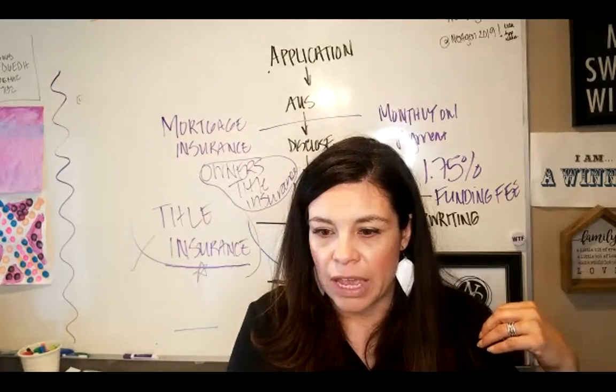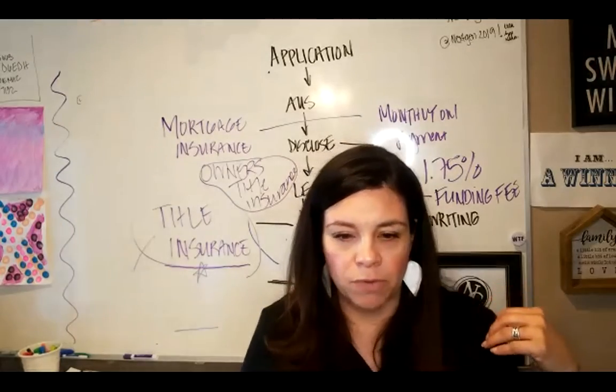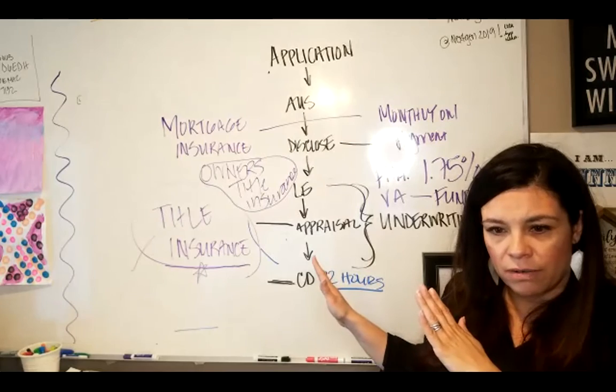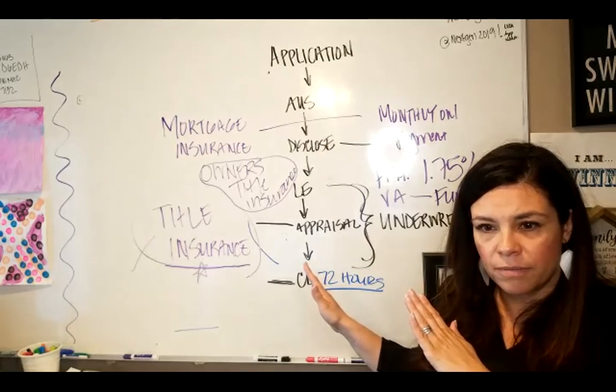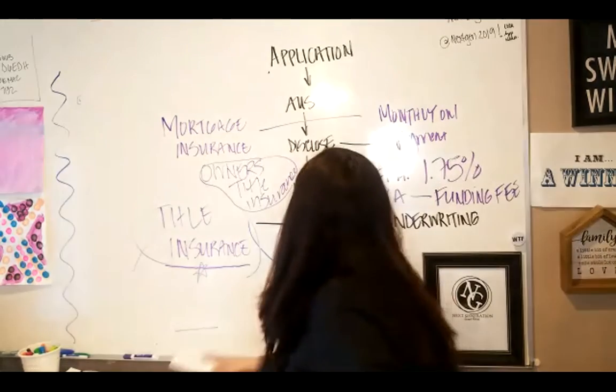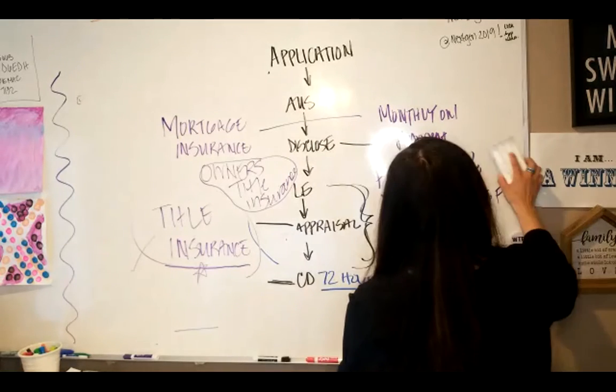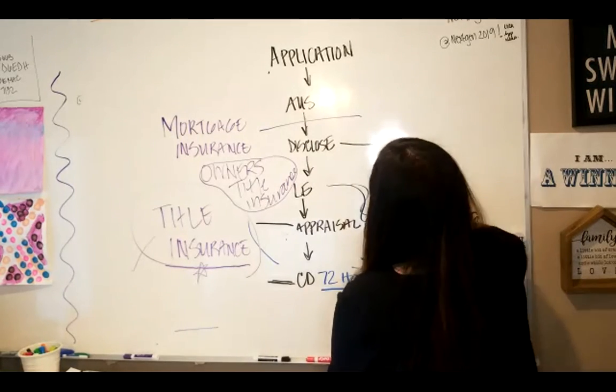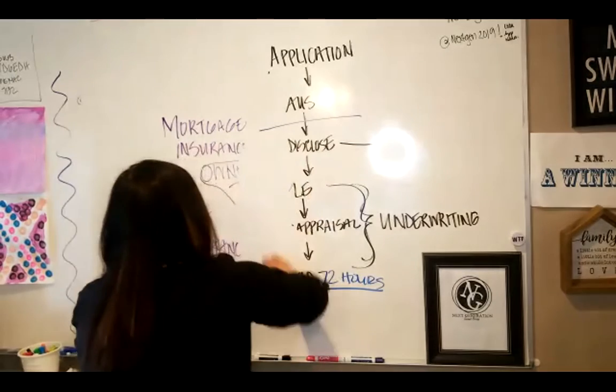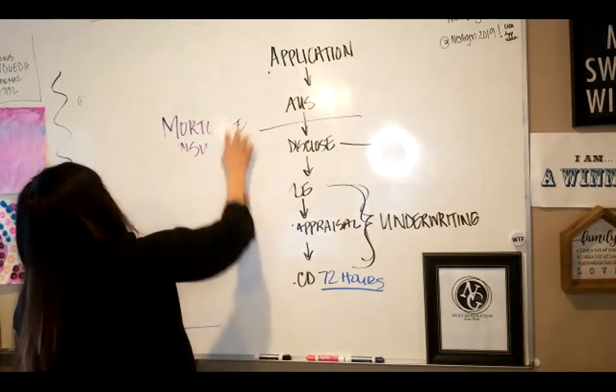Any high-level overview questions on this before we move into the next part? Good? Okay. All right.